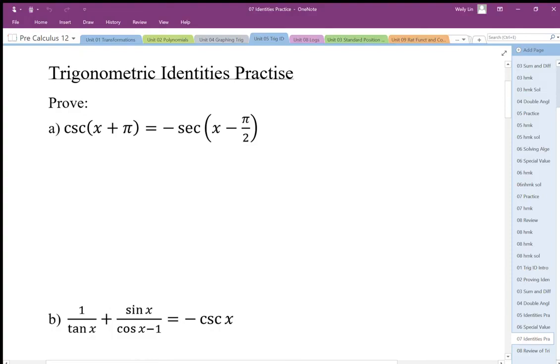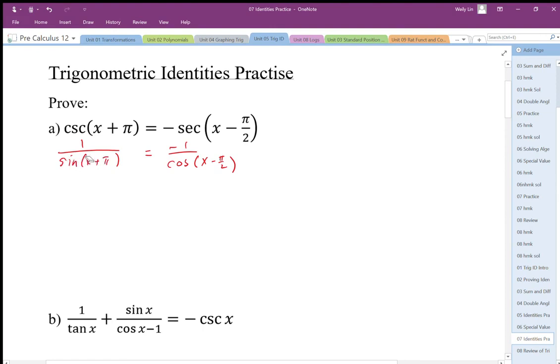Okay, well, this is a sum and difference identity, right? We could apply some geometry, but we're going to do an algebraic proof, so we really need to use a formula, but we don't have formulas for cosecant and secant. So we need to really write this in terms of the sine and cosine. So this becomes negative 1 over cosine of x minus pi over 2.